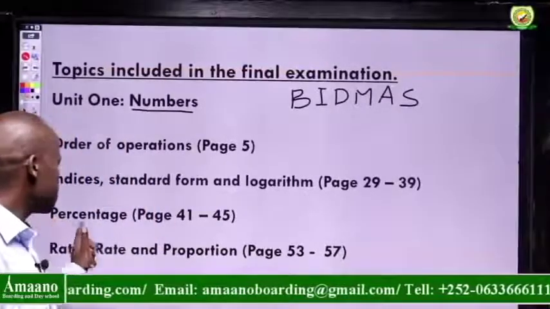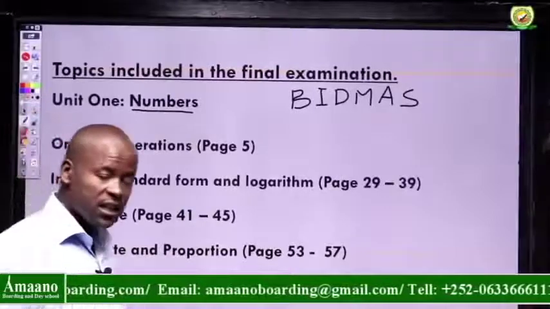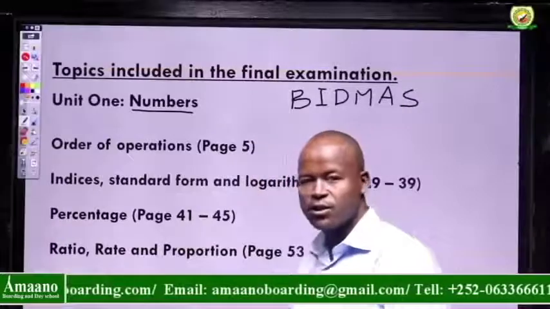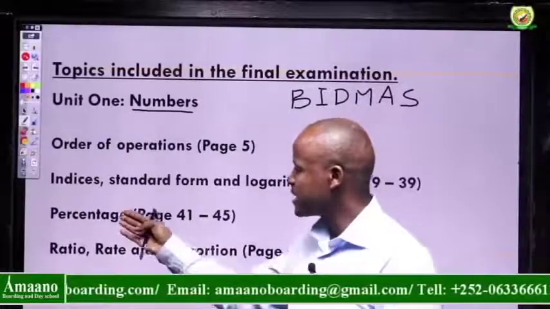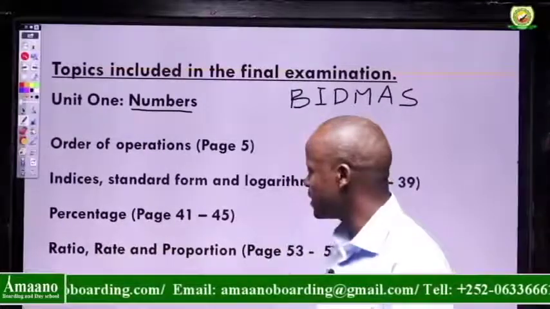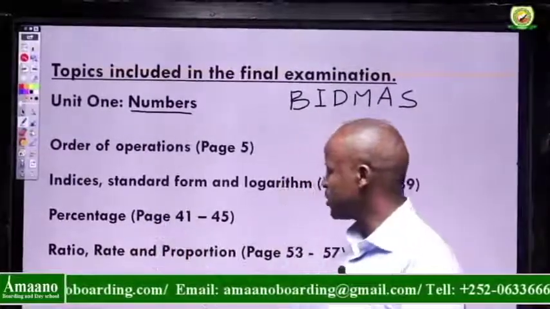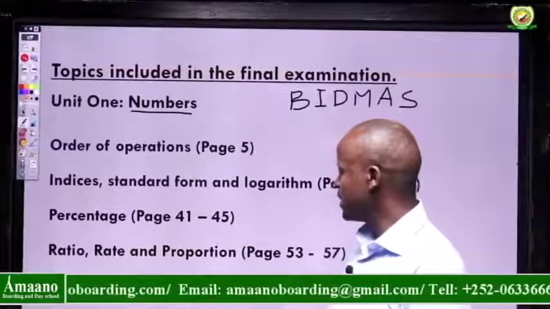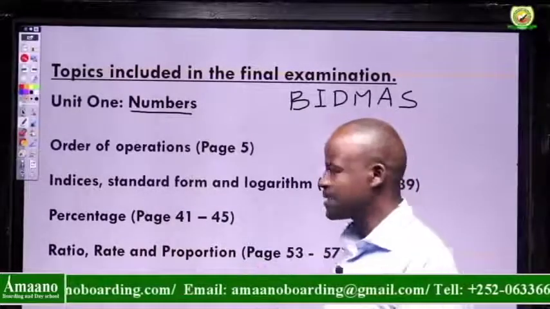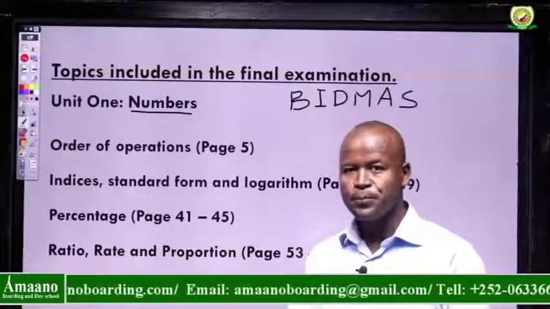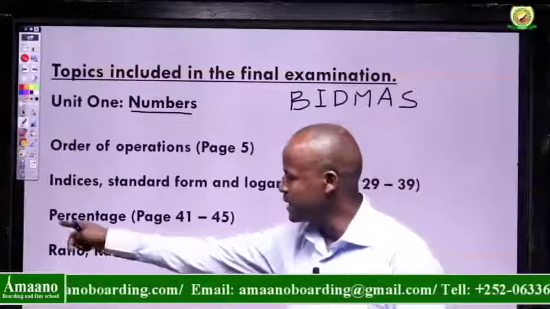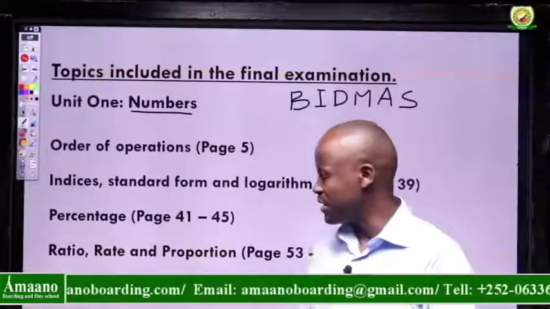The third part is percentage. We have seen how to change a given fraction into a percentage, percent into fraction, plus expressing one quantity as a percentage of another quantity. You can find these in your textbook from page 41 up to 45, including examples and exercises. Again, revise the classwork and homework that you did under this percentage from your activity book.